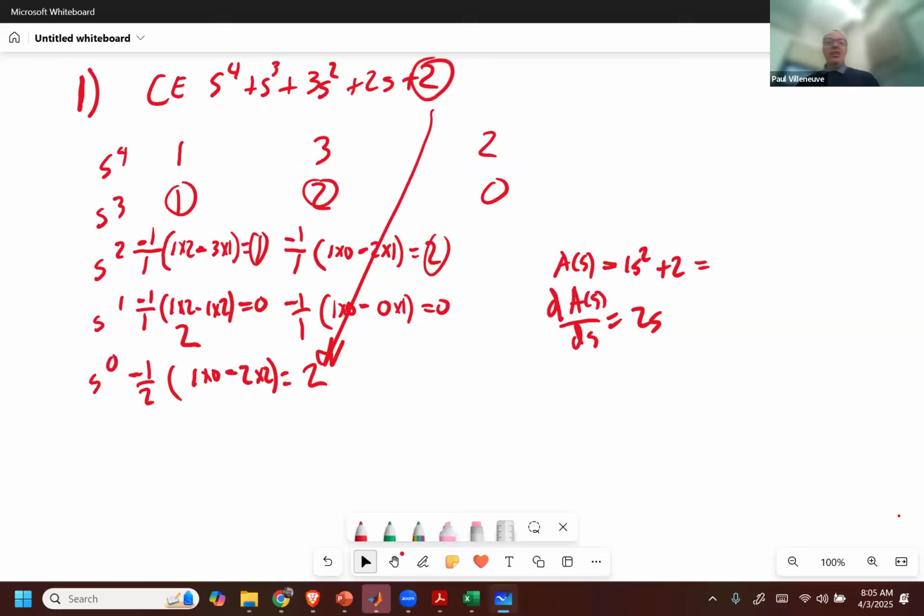So how many sign changes in the first column? Positive, positive, positive, not positive or negative, right? It's 0, so not really a sign change. So positive. How many sign changes in the first column? 0, which means 0 right-hand half plane poles.